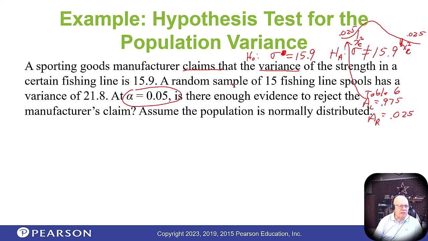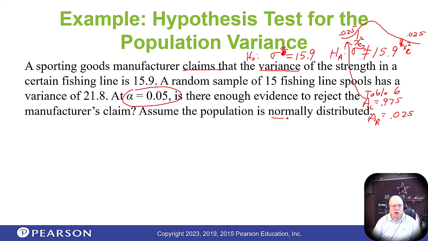Alright, so what do we have? It says a random sample has a variance of 21.8. Oops, I goofed, didn't I? Go back and fix that. So we're talking about variance. Okay, and I guess that's all we need. So we're going to find those values for our variance, the chi-squared value, and we're going to use the alpha split again. Is there enough evidence to reject the claim?